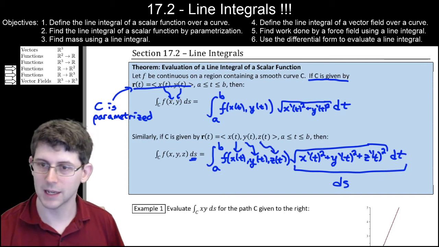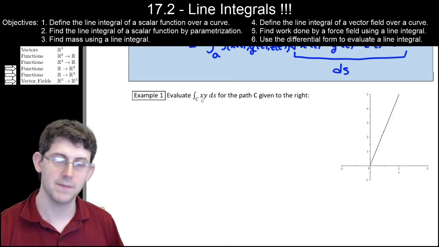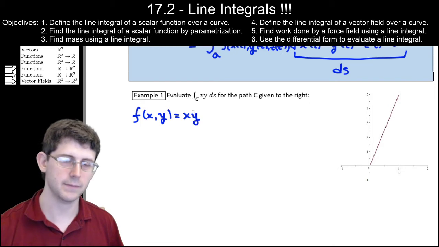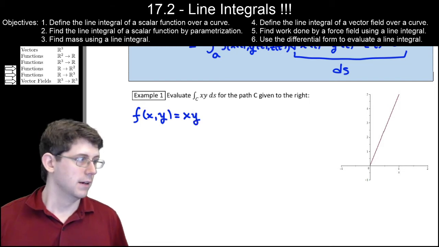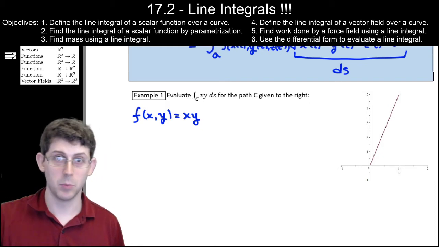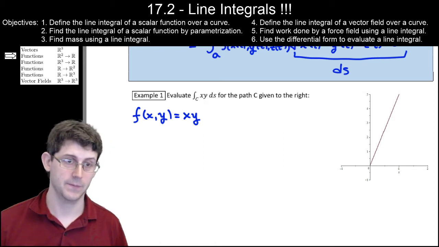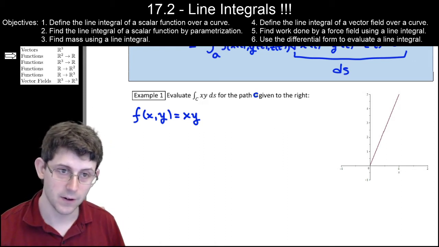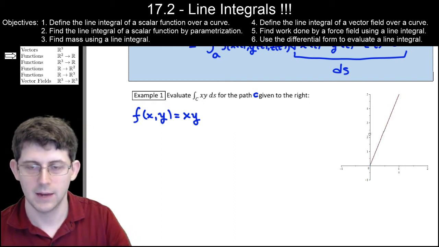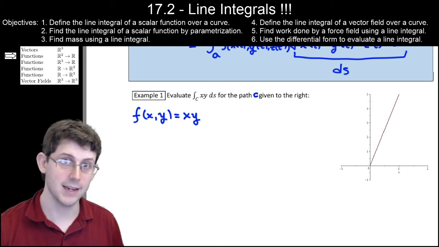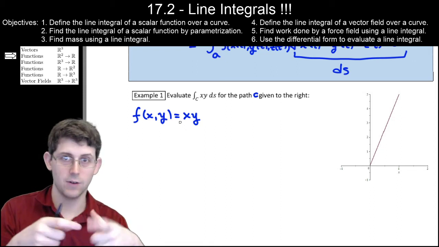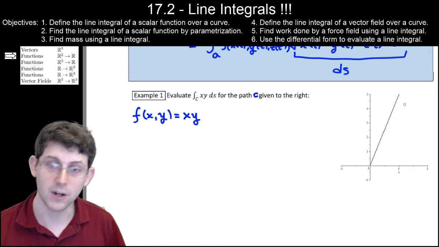This makes it look really, really complicated. Let's do one. So here's a function, f of x, y is xy. What kind of object is that? That takes inputs of a point, and the output is a number. Then I've got a curve, or a path, C, which is this line segment. And what I want to do is integrate xy, this function, but instead of integrating it over a region or over an interval, I integrate it over this curve.